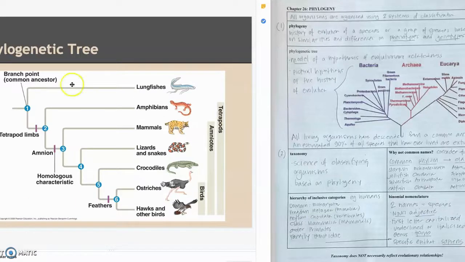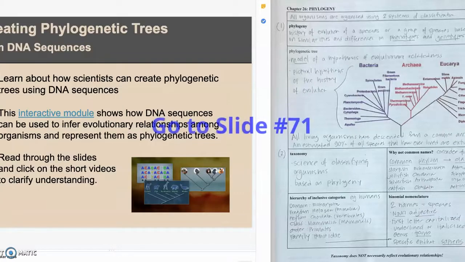To help you understand phylogenetic trees, the first thing I want you to do is go to slide number 75 in your class presentation and click on the interactive model. I'd like you to read through the slides and click on the short videos to clarify your understanding of how scientists generate phylogenetic trees from DNA sequences. So do that first.